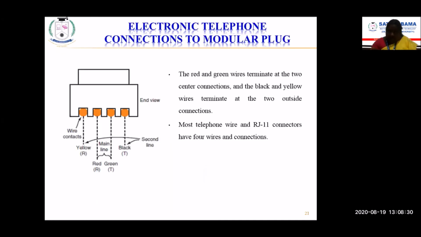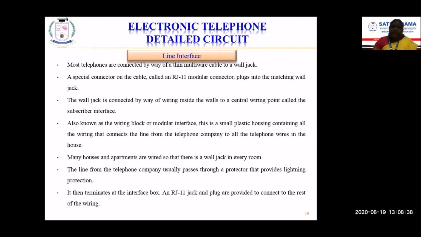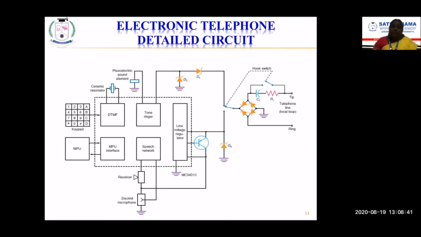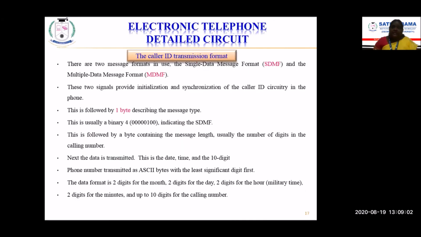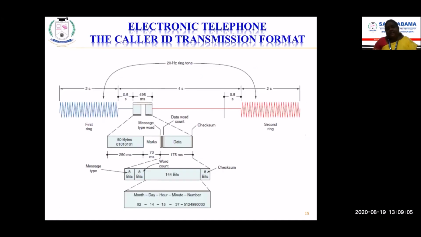Next, we will learn about the cordless telephone in the next class. As of today, we have learned about the standard electronic telephone circuit, the detailed circuit, wherein you have the bridging circuit. It is the same concept as the standard telephone and the local loop, but an advanced one. We have the microprocessor unit, and everything is controlled with the help of it. We have also learned how the signals are transmitted in the transmission format, SDMF format, as an example.